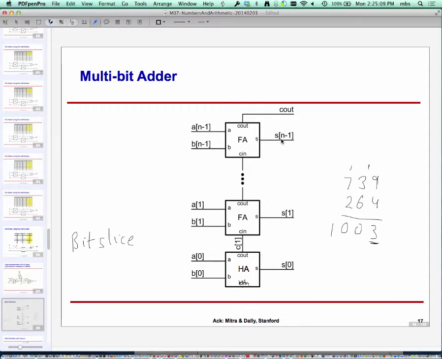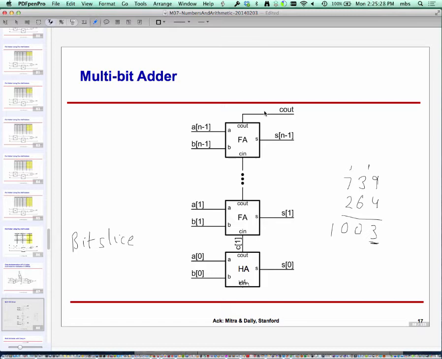what we have out here is when you add 2 n-bit numbers, you are going to get an n-bit sum, and you are going to get a carry out, which kind of makes sense. Again, when I add 2 n-bit numbers, if they are large enough, then there would be a carry output coming out.